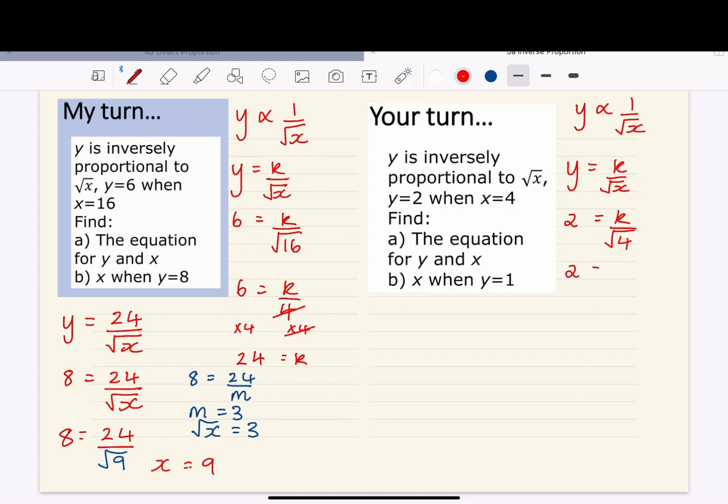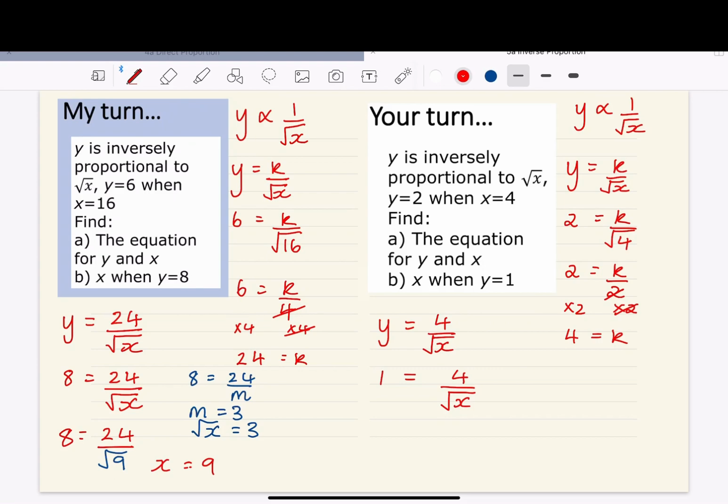So I get 2 is equal to k over 2. Multiplying through by my denominator, it cancels here. 2 times 2 is 4. So k is actually equal to 4. Now I can plug that in. I get y is equal to 4 over the root of x. I know y is equal to 1. So I'm going to get 1 equals 4 over the square root of x.